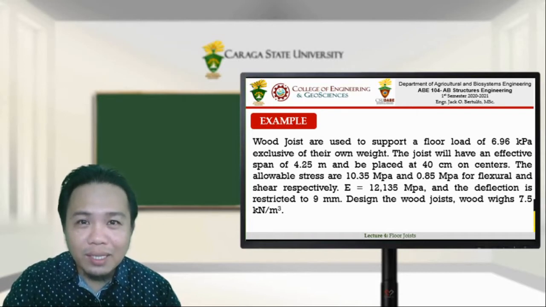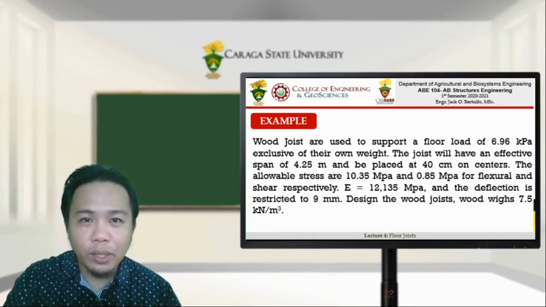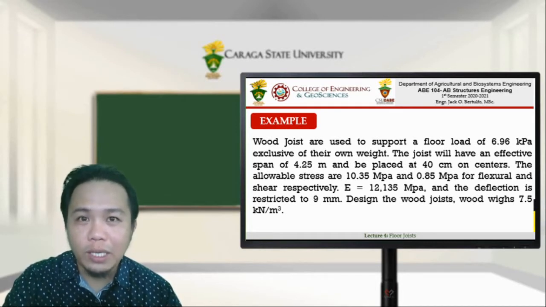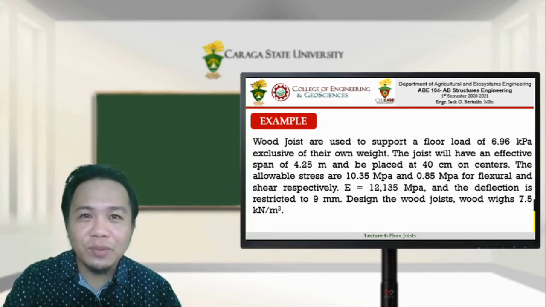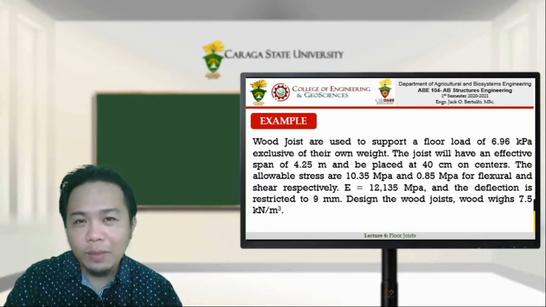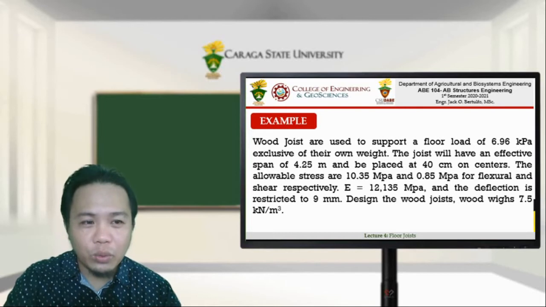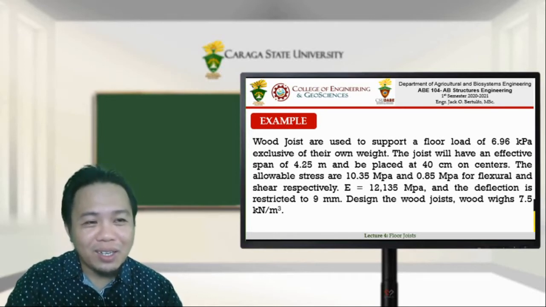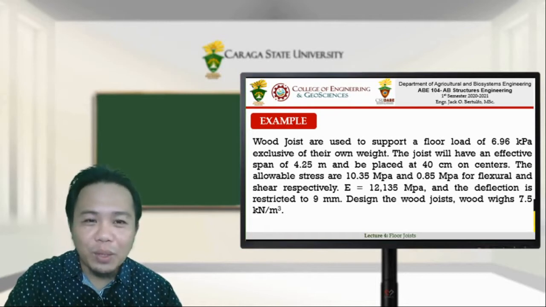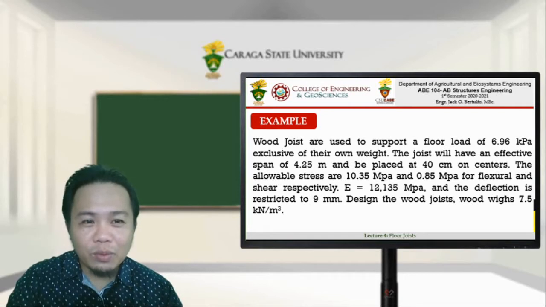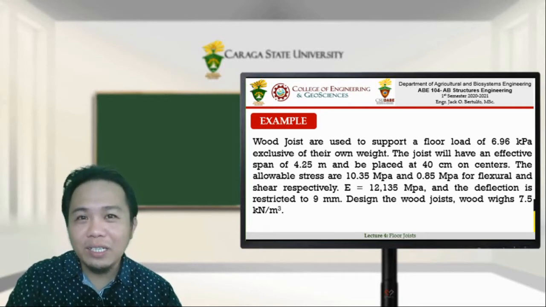Remember that floor joists are simply supported, carrying a uniformly distributed load, so we already have the formula for deflection for that. Design a wood joist. The problem asks you to design the wood joist, and the weight of the wood is 7.5 kilonewton per cubic meter. So that's the problem. What we need to do is design the dimensions of our floor joist. Okay, so let's solve that.